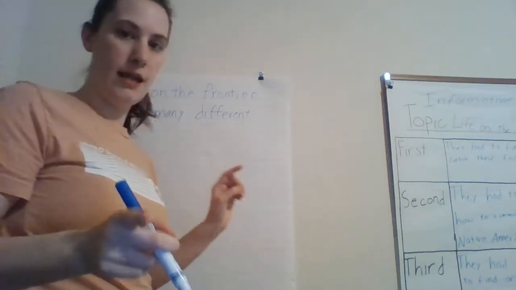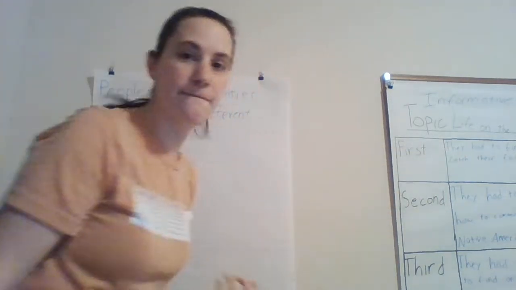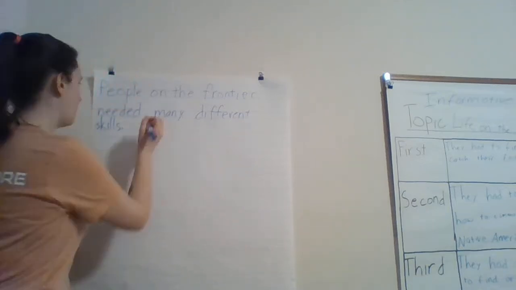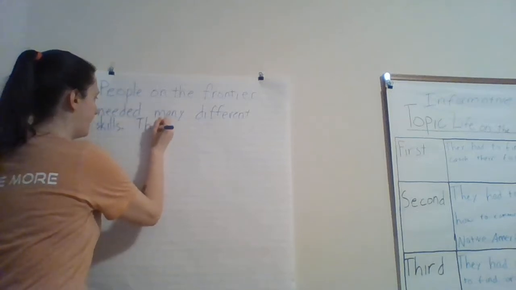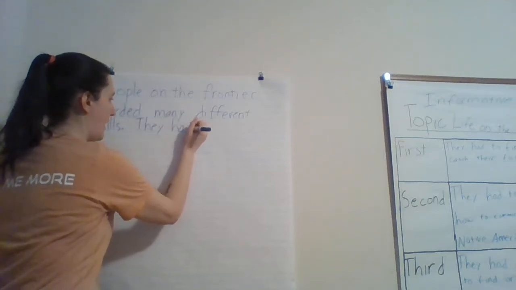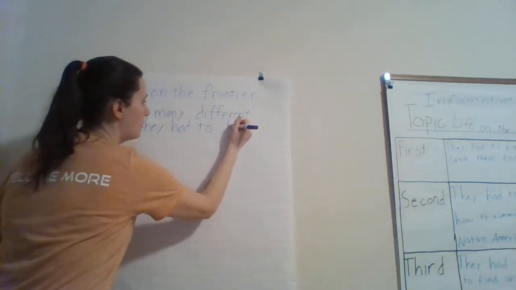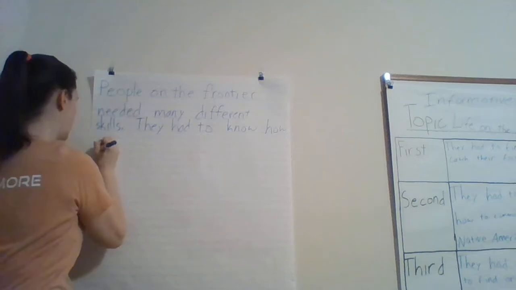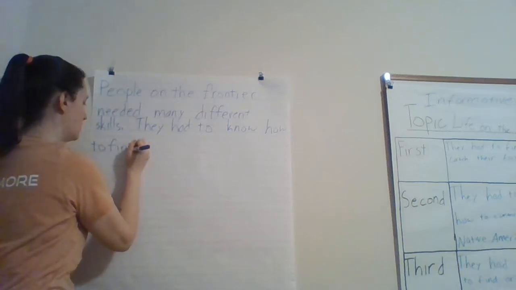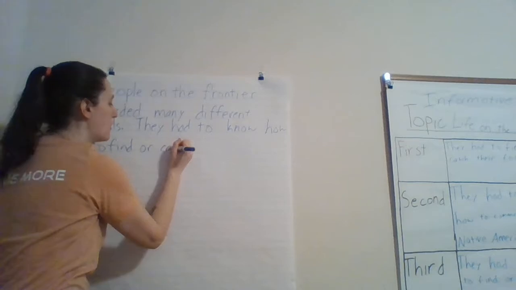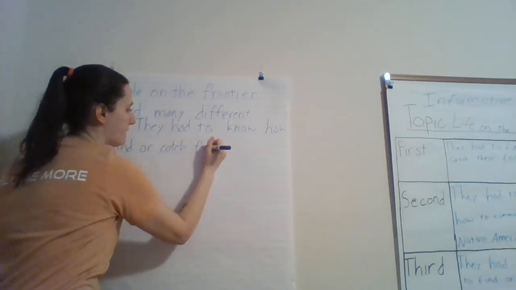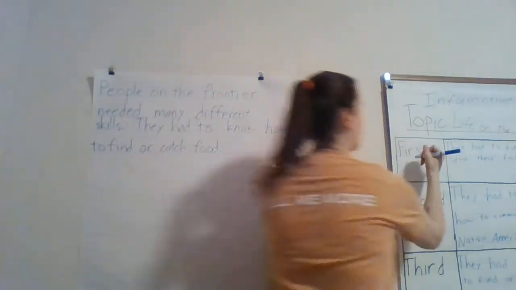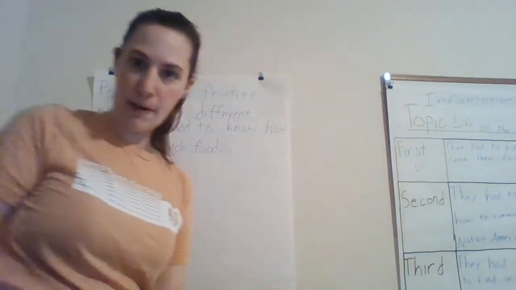Got my period. Now, I'm going to check my graphic organizer. They had to find or catch their food. So they had to know how to find or catch food. So I'm going to write that right here. They had to know how to find or catch food. And I'm going to put a period. And I'm going to put a tick mark on my graphic organizer because I wrote that in my paragraph.